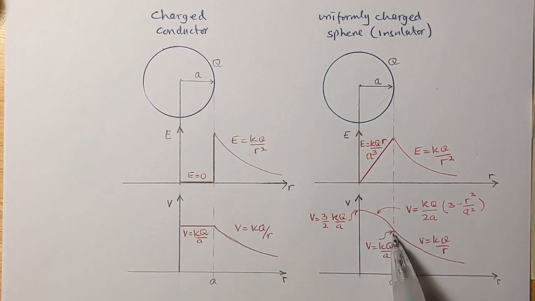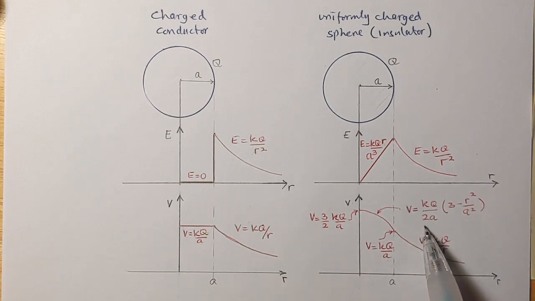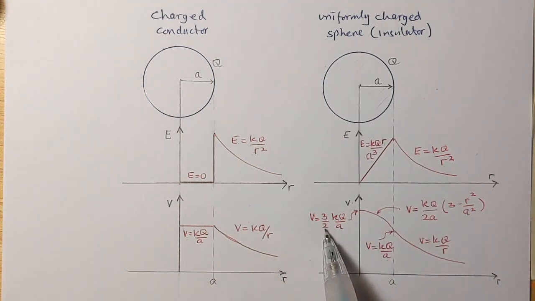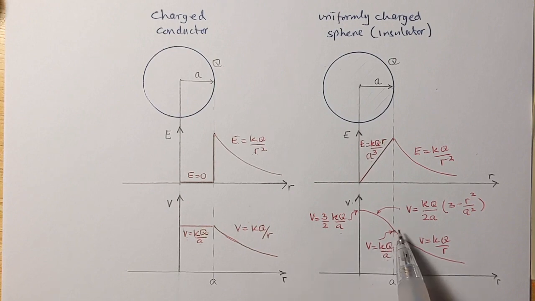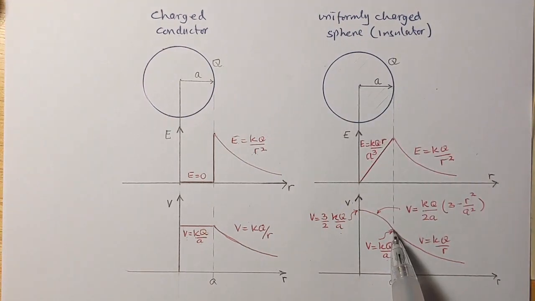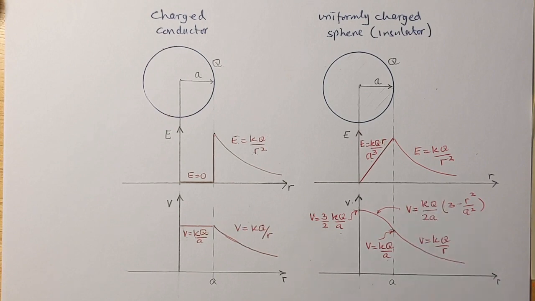But inside it, the potential keeps on increasing according to this equation, and at the center of the sphere it reaches a value of 3 by 2 kq over a. This is kq over a, so whatever it is on the surface, it's 3 by 2 times that in the center, irrespective of the diameter. So whatever it is on the surface, it's 1.5 times that right in the center. So this gives us the electric field for a conductor and an insulator.